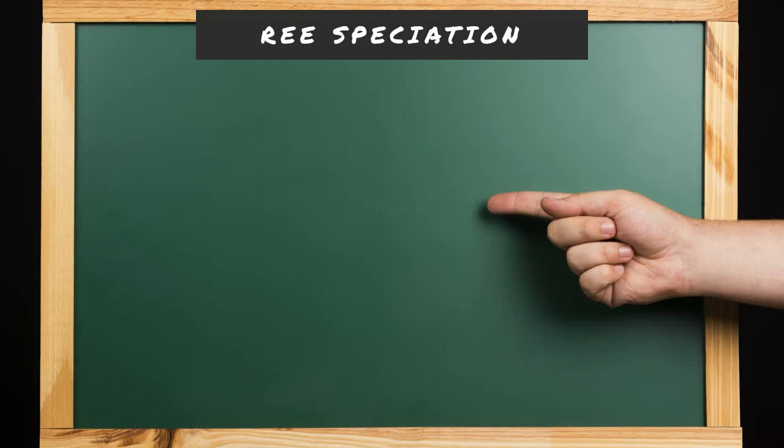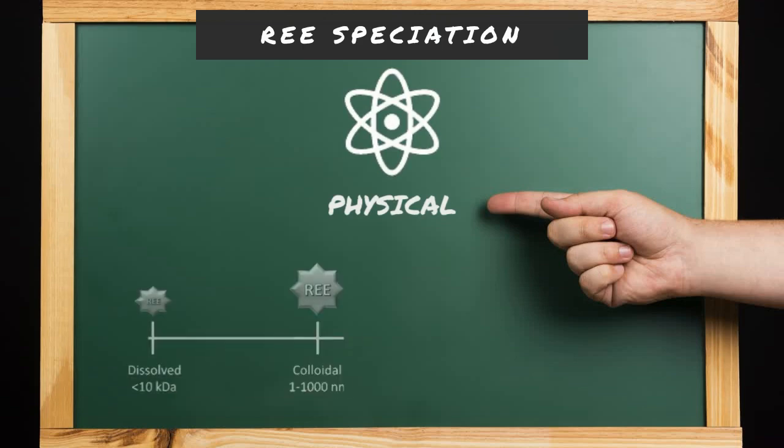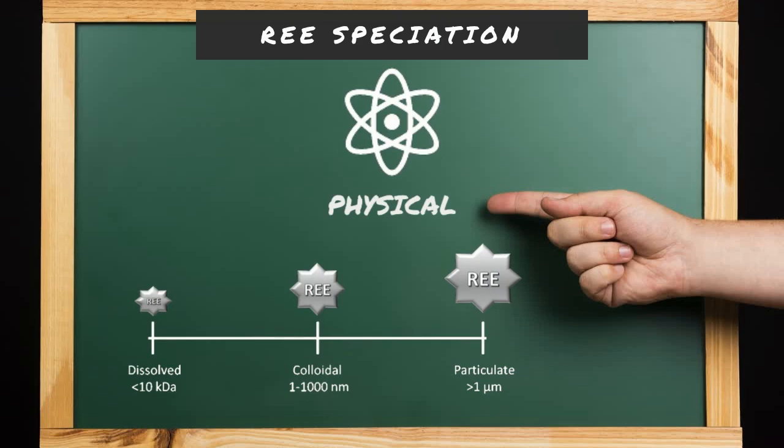We can also look at the physical speciation of rare earth elements. Physical speciation describes the size of the rare earth element. Some size fractions that we are interested in include the dissolved fraction, which is less than 1 kilodalton in weight, the colloidal fraction, which is between 1 and 1,000 nanometers in diameter, or the particulate fraction, which is 1 micrometer or 1,000 nanometers in diameter or larger.